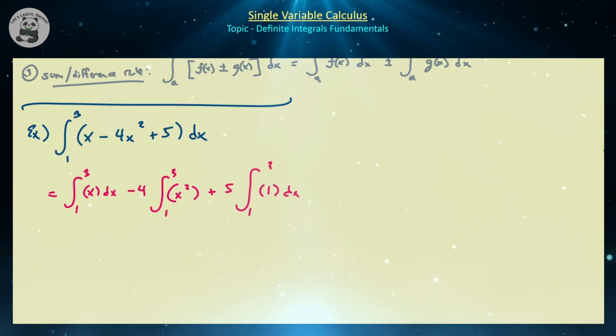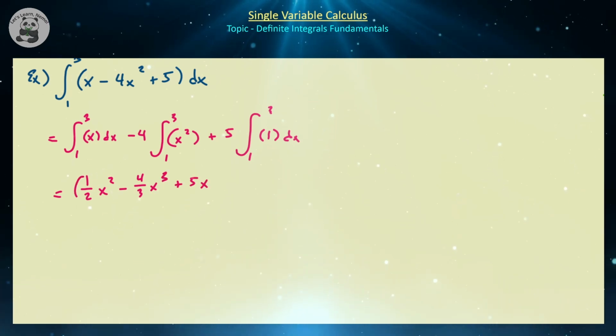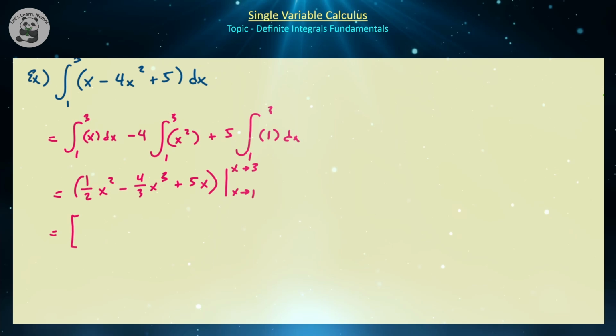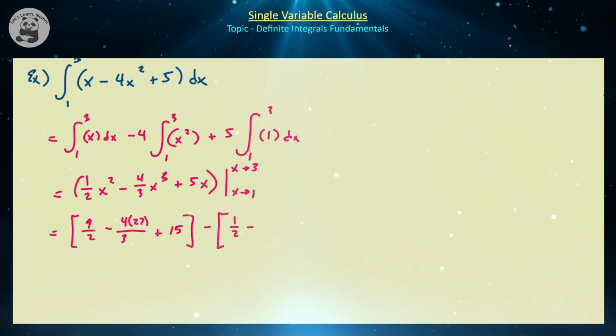Some people will just write that as dx. So once I have that, this is going to be equal to 1/2 x squared minus 4/3 x cubed plus 5x, and then we're going to evaluate this as x goes to 3, as x goes to 1, and then subtract. So when I plug in x equal to 3, I'm going to have 3 squared, which is equal to 9, divided by 2, minus 3 cubed, which is 27, and 27 times 4 is something. I'll just write that as 27 times 4. And then here we have 5 times 3, which is going to be equal to 15. And then minus 1/2 minus 4/3 plus 5 is what you get when you substitute 1.